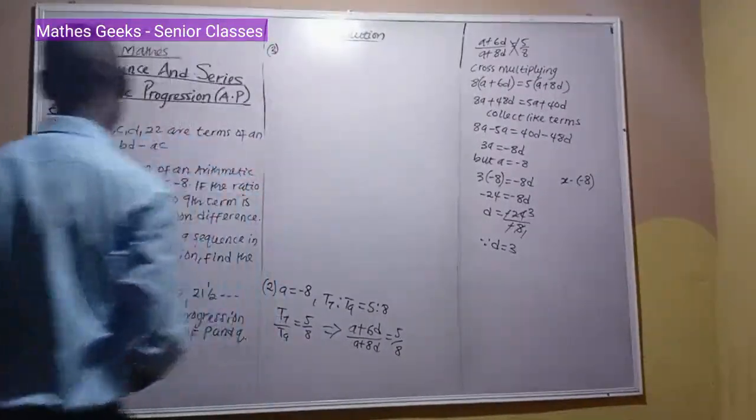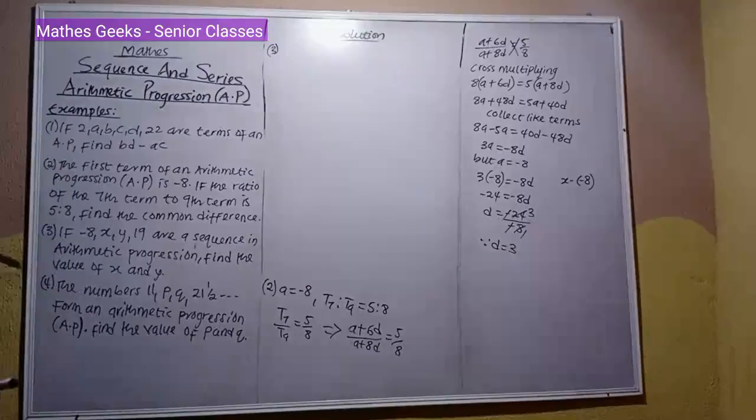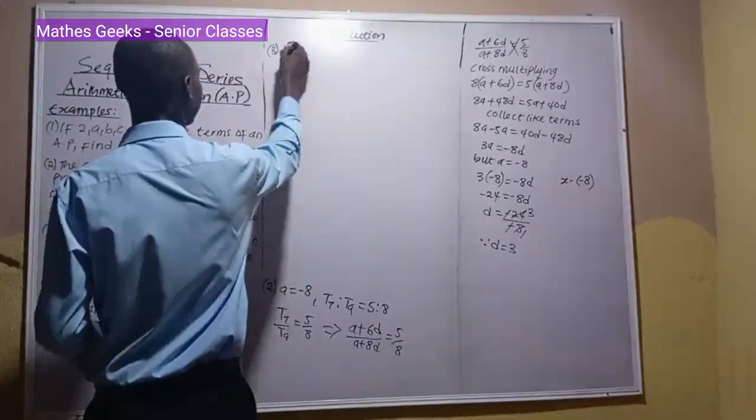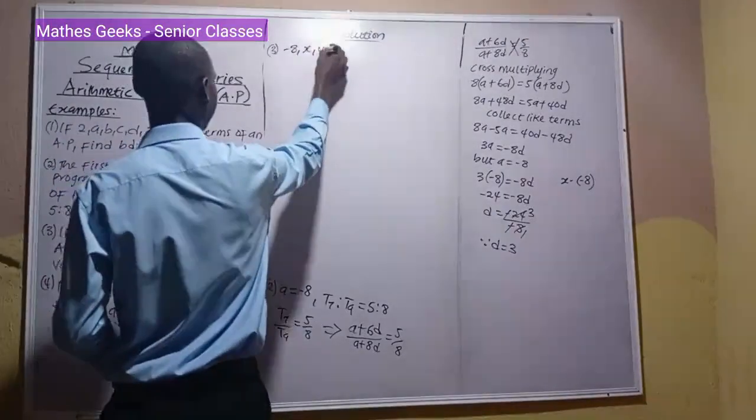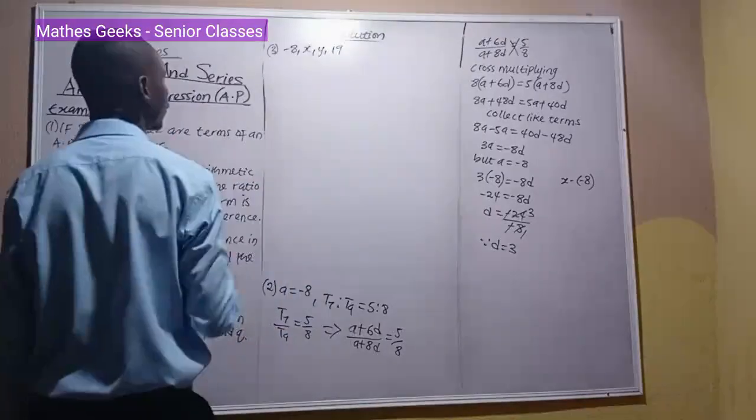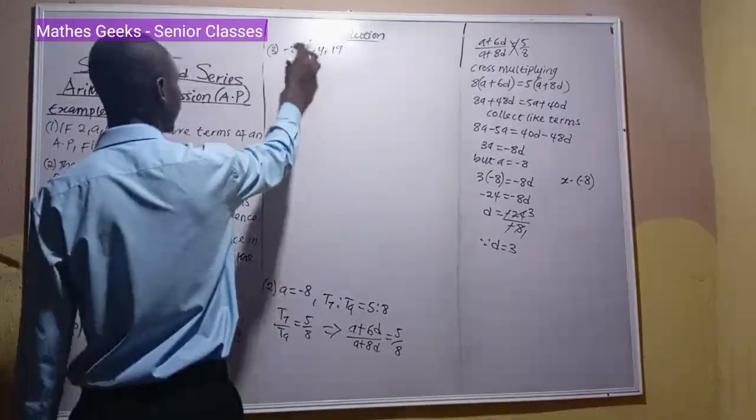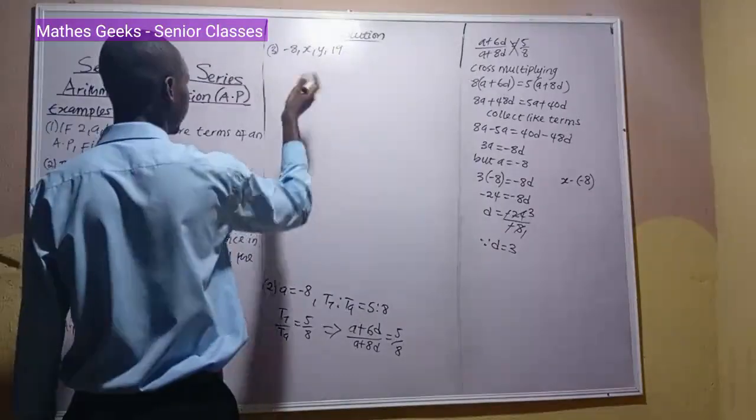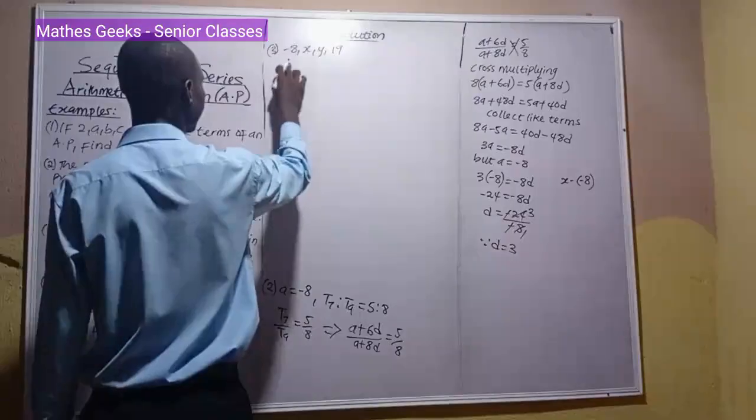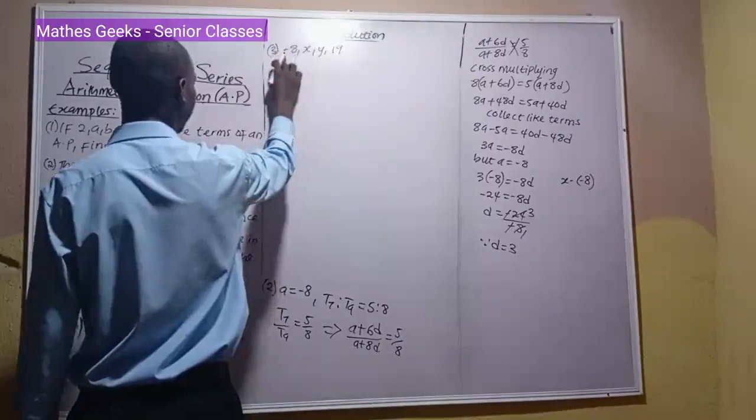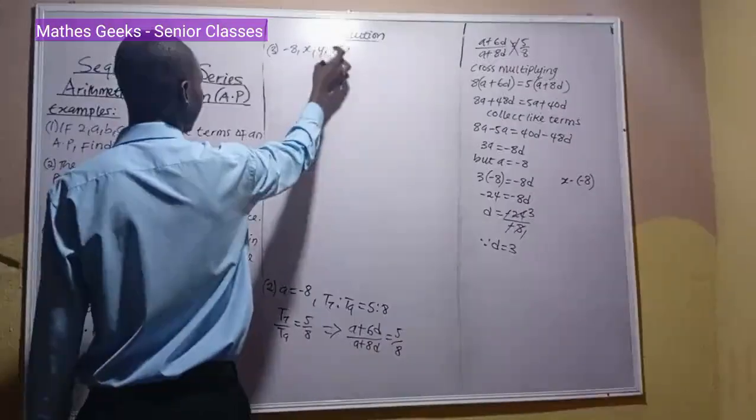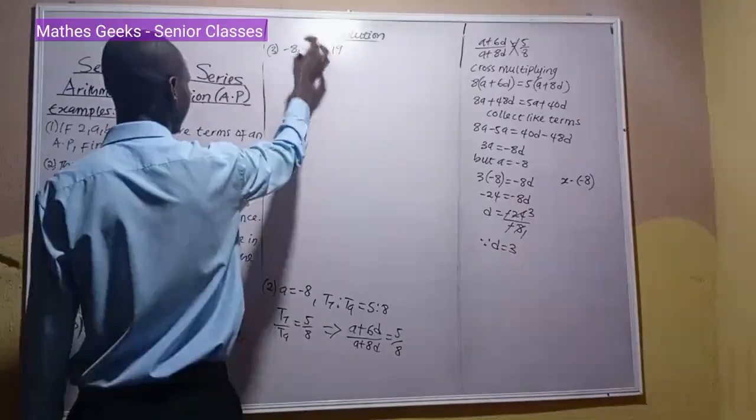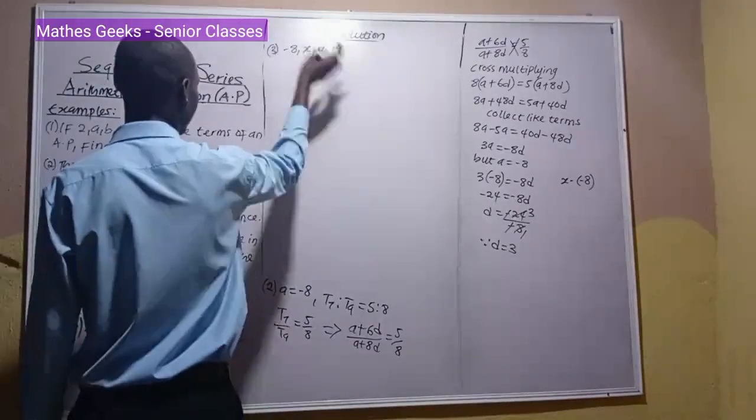Number 3. If -8, x, y, 19 are a sequence in arithmetic progression, find the value of x and y. So here we cannot get the common difference because x is not known, y is not known. If we were to get the common difference, it would be the difference between the second term and the first term, or the third term and second term, or the fourth term and third term.